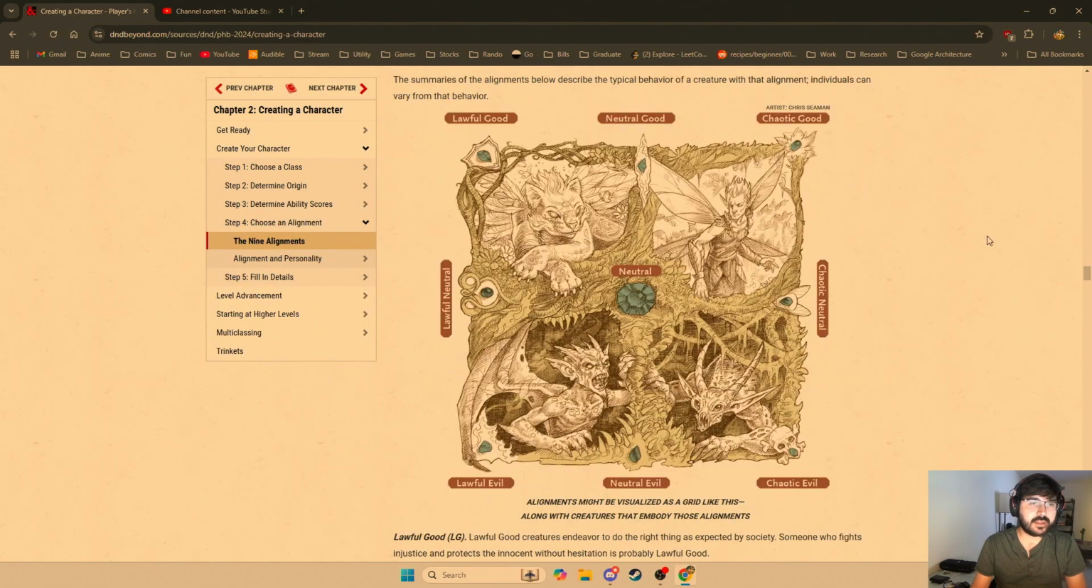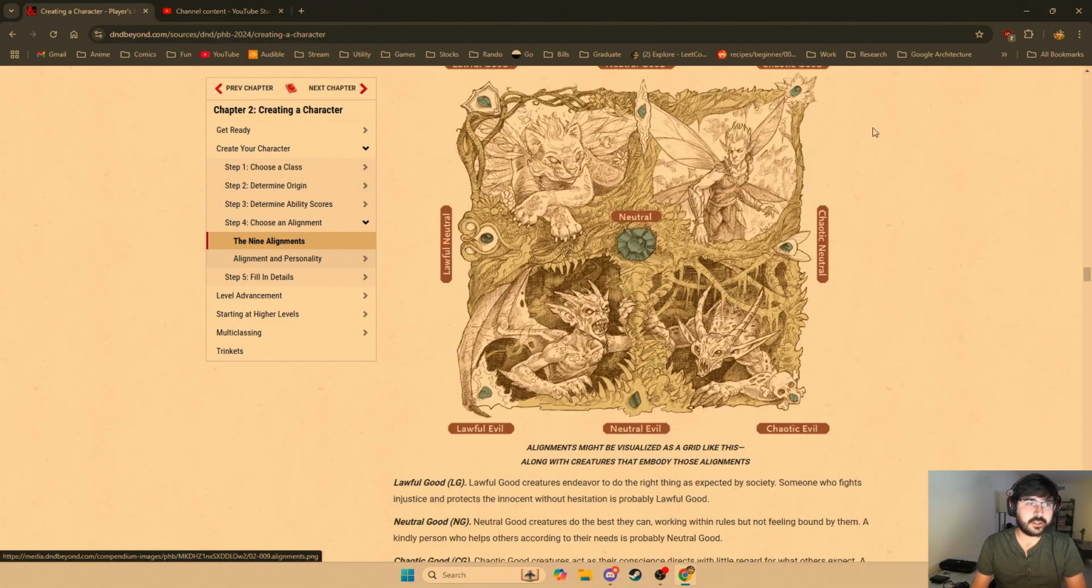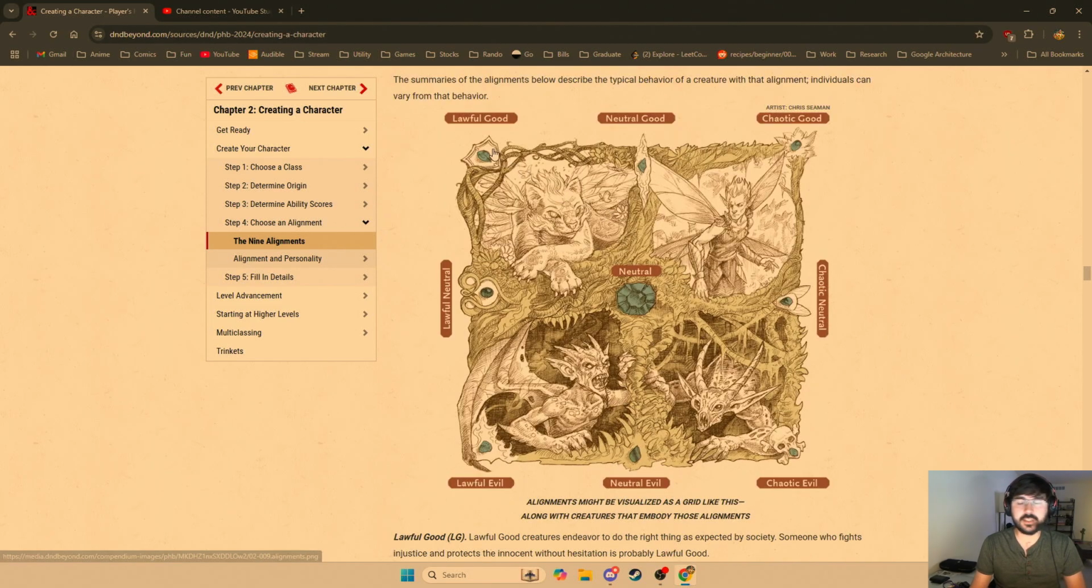Okay, this is the alignment charts. Sometimes this is important. Your paladins are normally on the good side, but there are evil paladins, so they could be on the bottom as well. But your lawful good, your neutral good, your chaotic good, your lawful neutral, neutral, chaotic neutral, lawful evil, neutral evil, and chaotic evil.